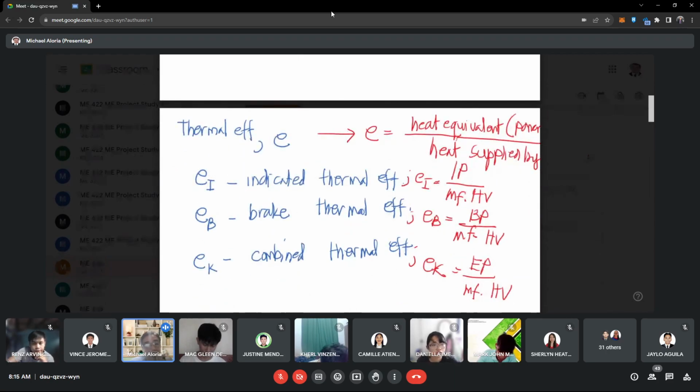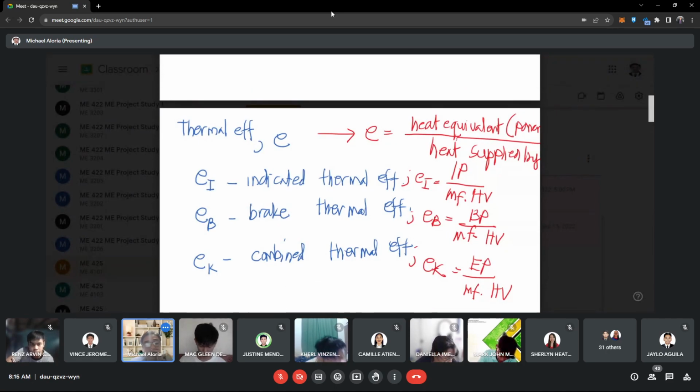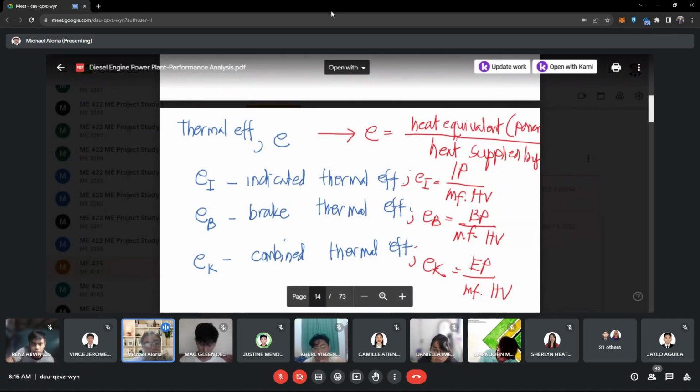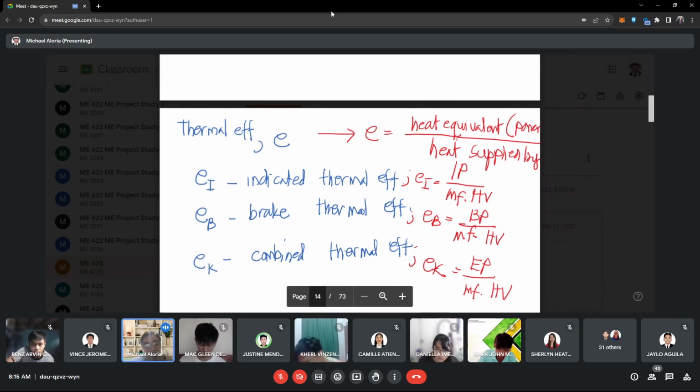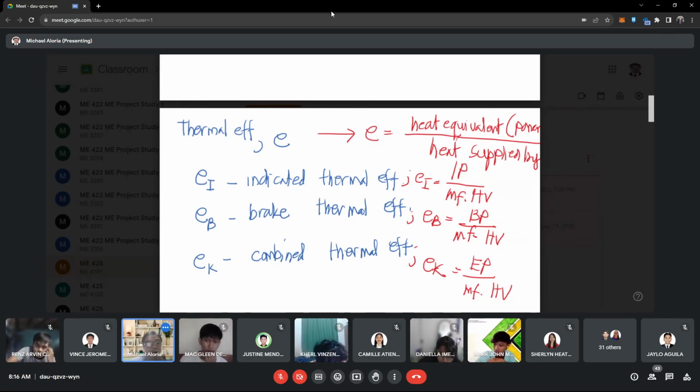Kung indicated thermal efficiency, we will use indicated power. If we have to measure your brake thermal efficiency, then we will be using your brake power. And then finally, we have your combined thermal efficiency. So E sub K. So in combined thermal efficiency, we will be using your EP. EP, your electrical power output over your MFHB. Okay? So yan yung ating equations for thermal efficiency.